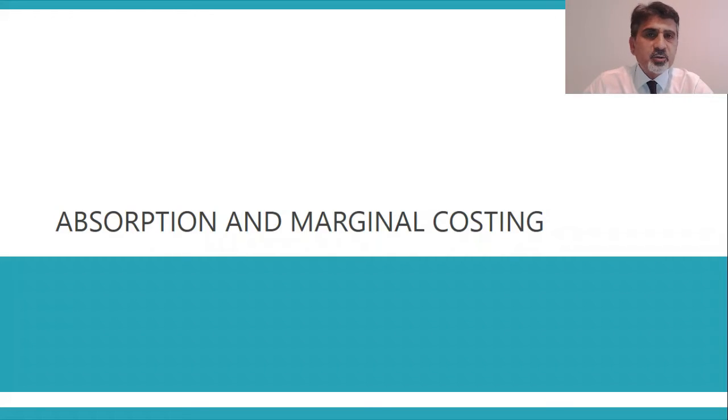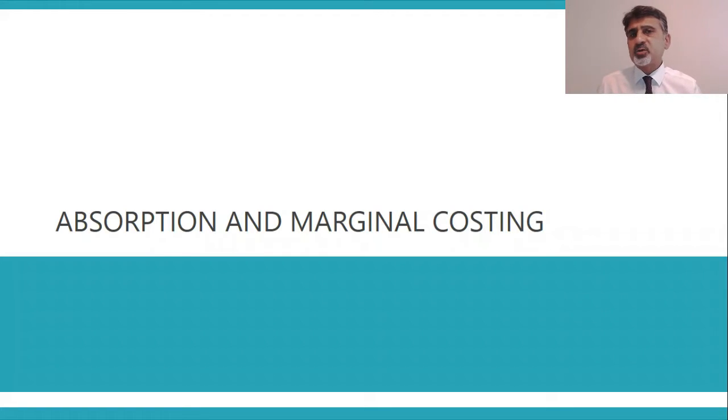Okay, let's start this new chapter, absorption and marginal costing. In the previous chapter we did absorption costing, and we know that absorption costing is a method of calculating the cost of manufacturing one unit of product. In contrast with absorption costing, there is another method which is called marginal costing method.